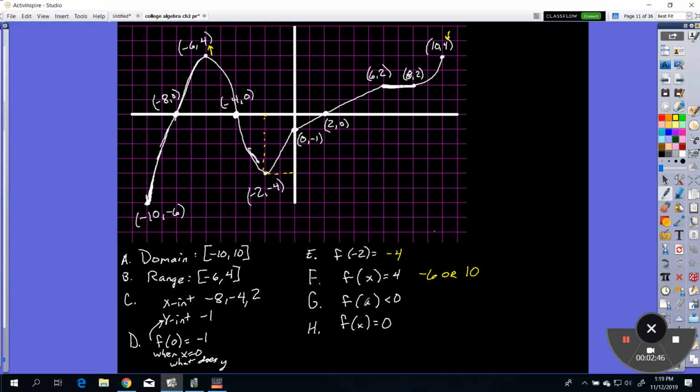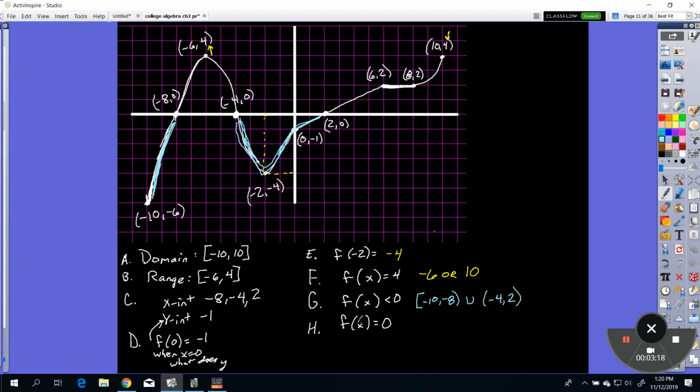This says, for what value of x is y less than 0? So we're saying, for what values of x is y less than 0? Well, these values right here are less than 0. These values are all less than 0. All the way through here, all these values are less than 0. So between negative 10 and negative 8, those are less than 0, along with the values that are between negative 4 and 2.